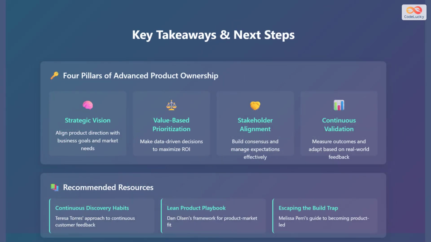Here are the 4 pillars of advanced product ownership. Strategic vision, which is aligning product direction with business goals and market needs. Value-based prioritization, which is making data-driven decisions to maximize return on investment. Stakeholder alignment, which is building consensus and managing expectations effectively. And continuous validation, which is measuring outcomes and adapting based on real-world feedback.